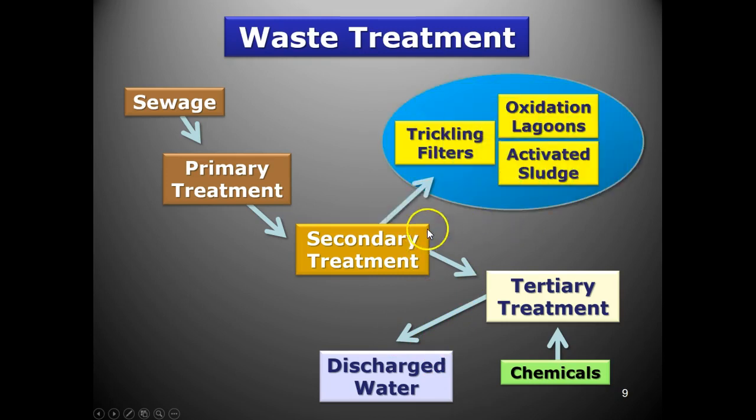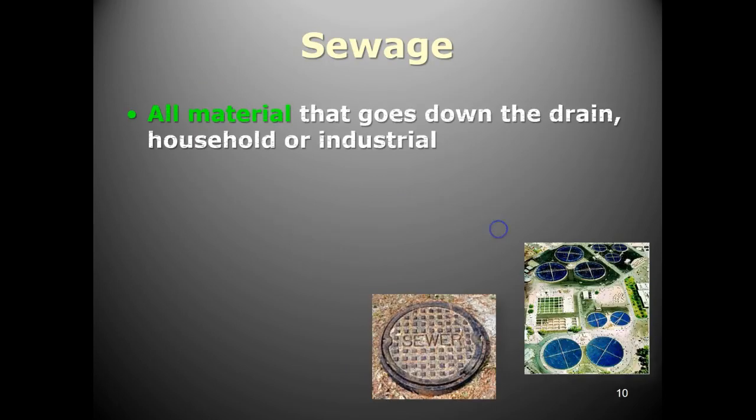The secondary treatment that we're going to talk about, there can be a number of different ways of handling it. Some of them are called trickling filters, some of them are called oxidation lagoons, and others are referred to as activated sludge tanks. Any of these three could be used depending on whatever the county or city is doing at that particular point in time.